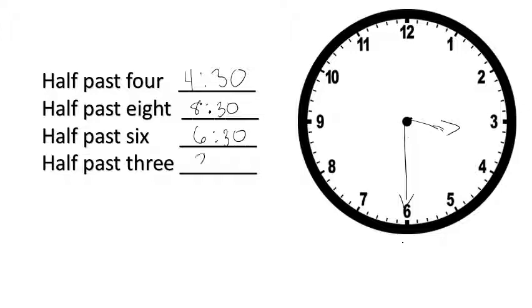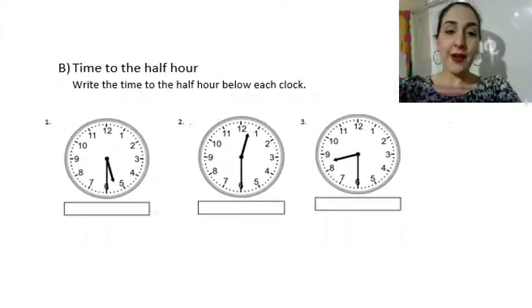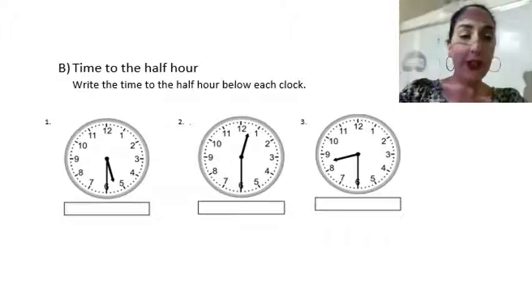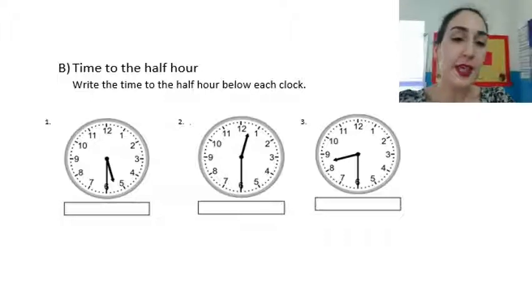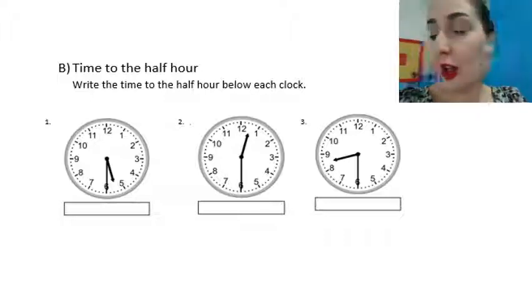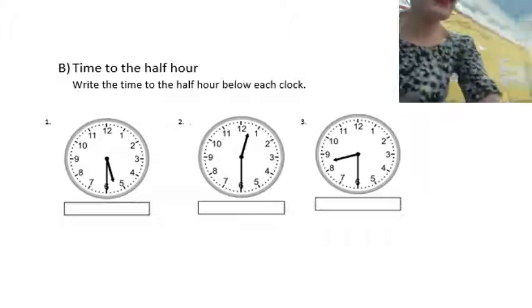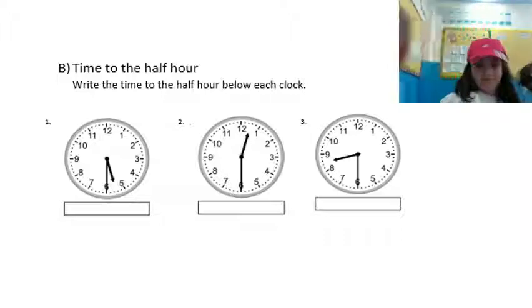Majid? 3:30. Good job. So now again, I'm going to get some of my volunteers to do the next exercise, which is time to the half hour. Write the time to the half hour below each clock. So number 1, please do it for me, Rasha.